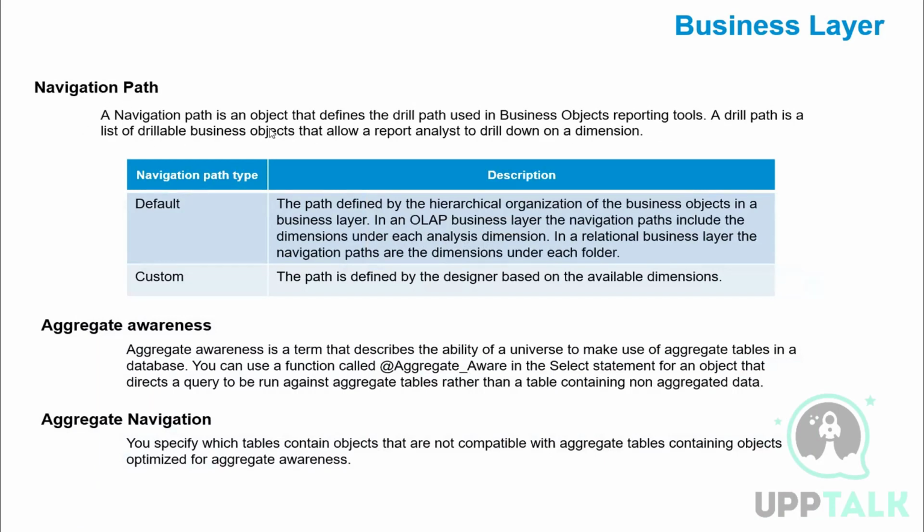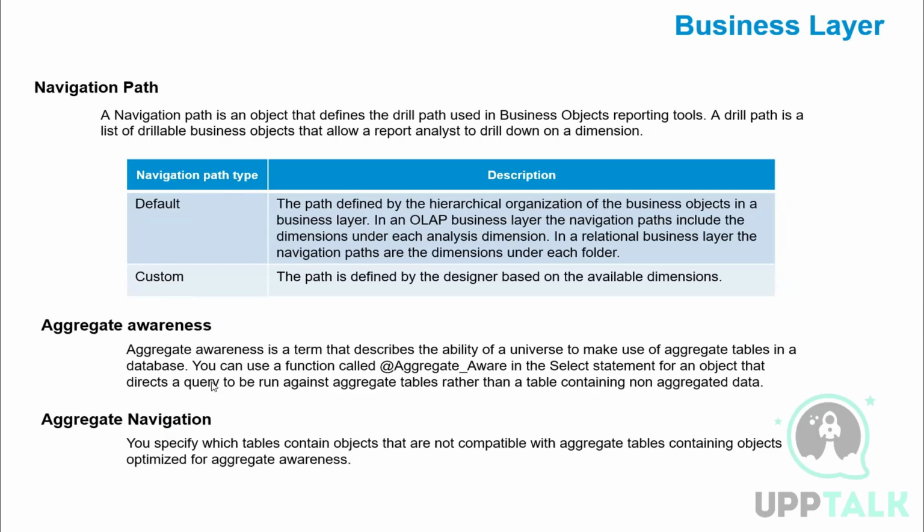Navigation path is an object that defines the drill path. As we already discussed, there are drill down and drill up features available in Web Intelligence. That is possible if we create a navigation path and set up a hierarchy in the universe layer.